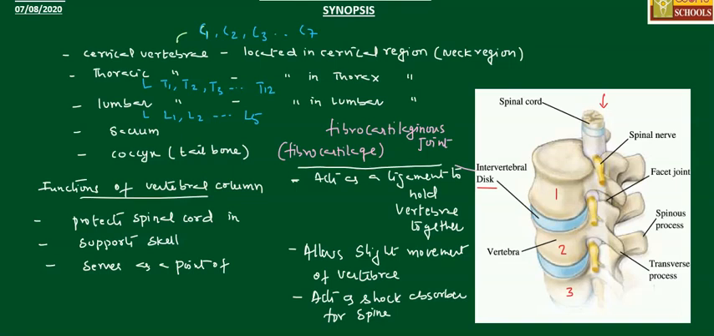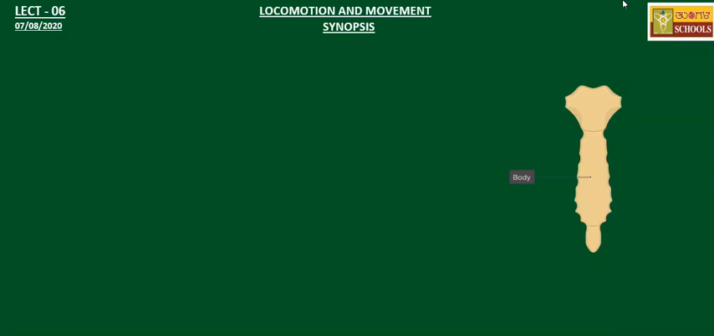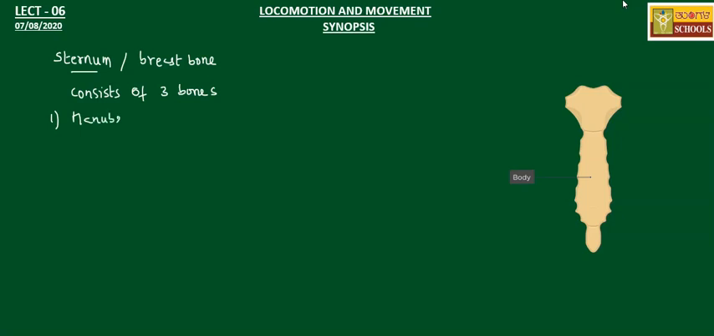Right, so let's move on to the next part, that is the sternum. This sternum is also called the breastbone, and it consists of three bones. One is the manubrium, the second one is the body, and the third one is the xiphoid process.